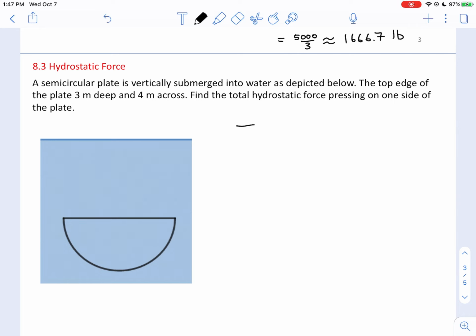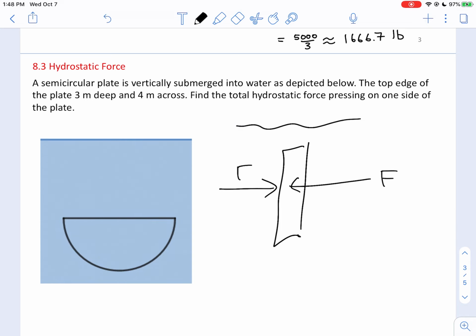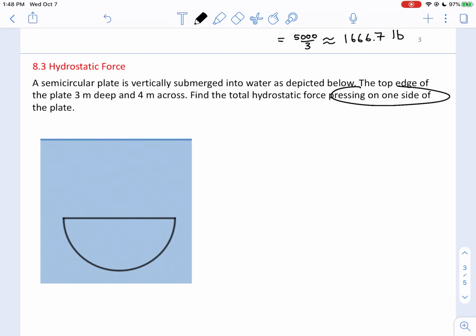And when I say pressing on one side of the plate, here's your water and this is a diagonal view of the plate. Here's the amount of force pressing on one side. Now, technically the amount of force is pressing equally on the opposite side. That's why the plate doesn't move anywhere, but we're just calculating how much force is pressing on one side. So what if this is the wall of a dam? And so the water actually ends here and you only have water pressure from this side. I didn't want that expression, pressing on one side of the plate, to be a source of confusion.